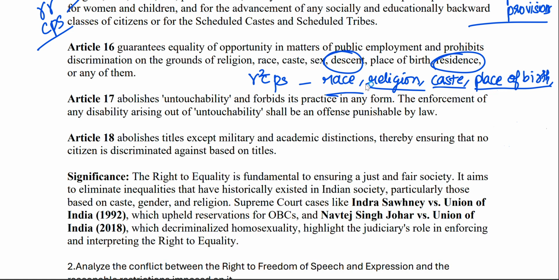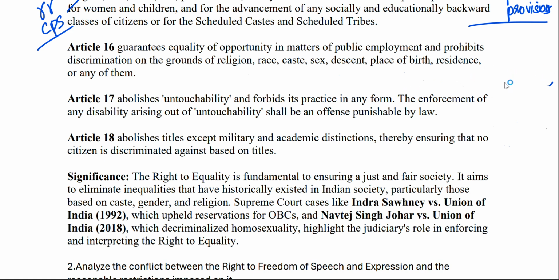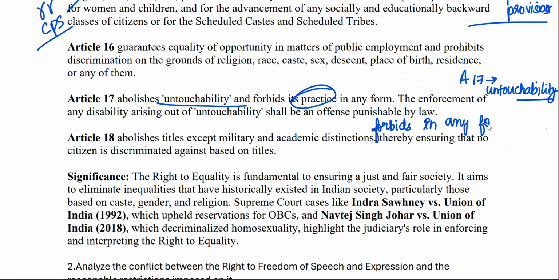Now, Article 17 abolishes untouchability and forbids its practice in any form. Article 17 is related to untouchability. And it forbids its practice in any form. The enforcement of any disability arising out of untouchability. Now, if there is a discrimination on the basis of untouchability, it is a punishable offense by law.